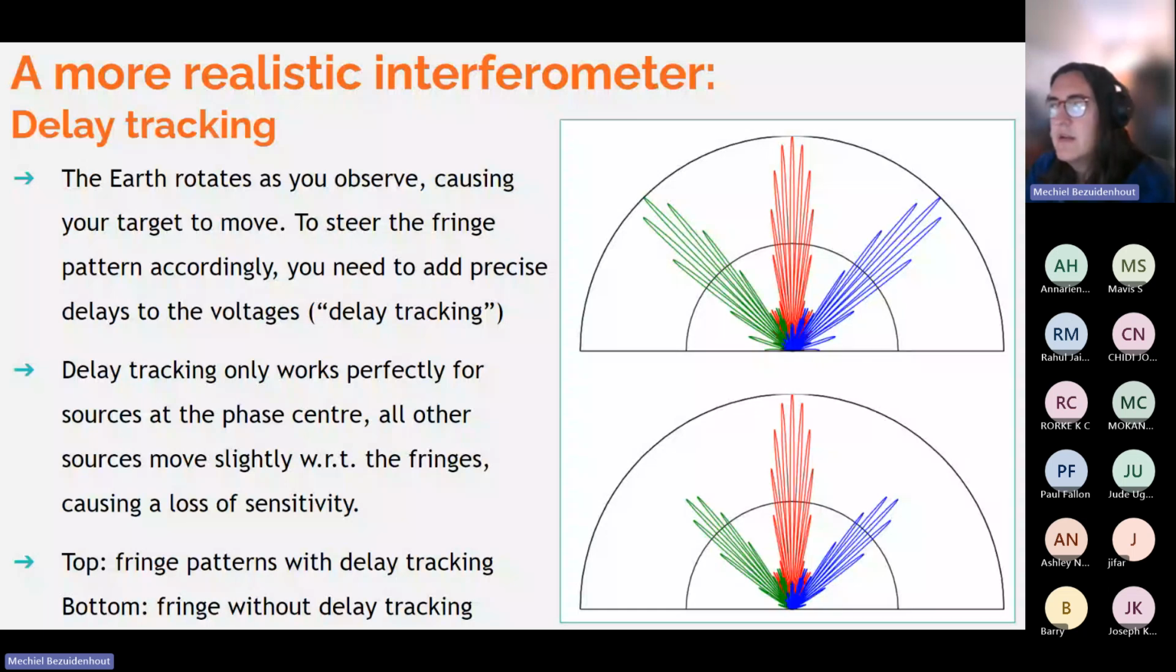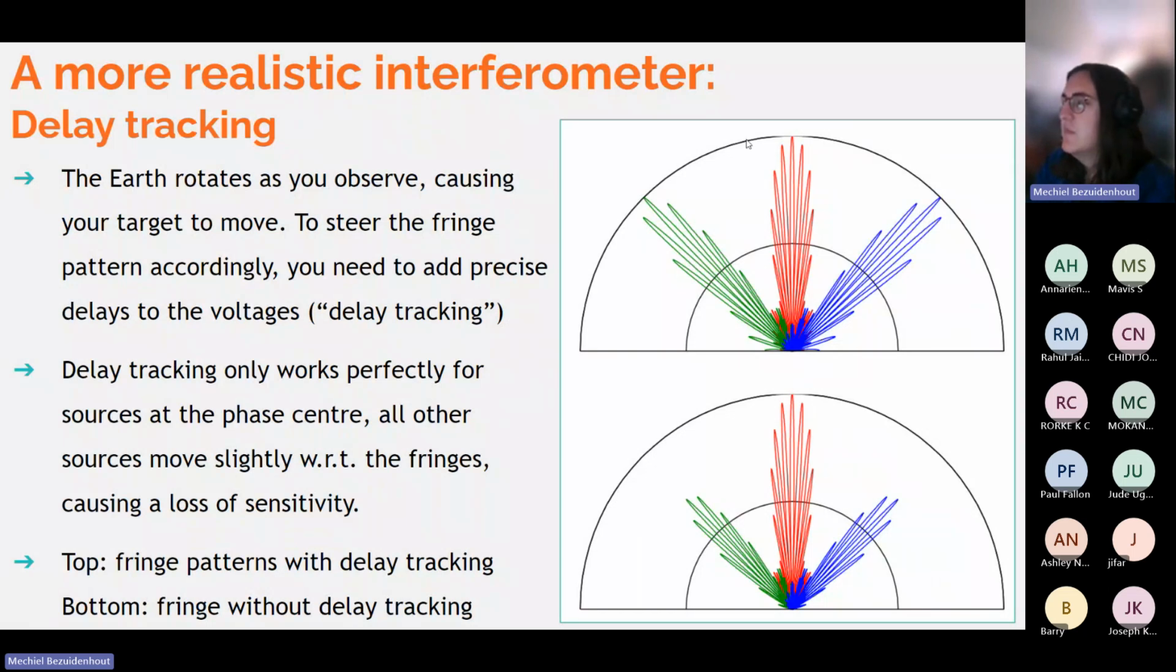One of the big things that you have to take account for is something called delay tracking. So in our examples here, we've assumed a static case, right? But in reality, as you observe an object, the Earth rotates with you, causing your target to move across the sky. So in order to keep observing a source in the sky, you have to steer the fringe pattern accordingly so that it moves towards the target. And in order to do that, you have to add precise delays to the voltages, which is called delay tracking.